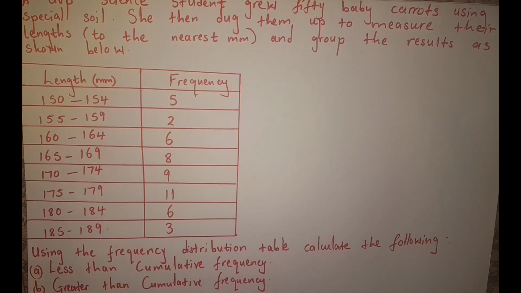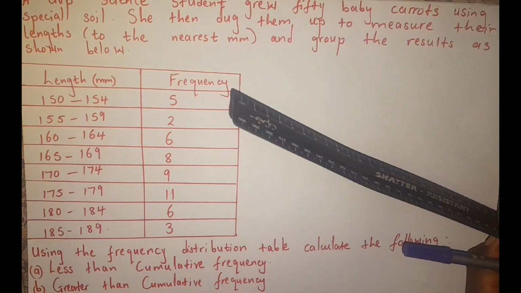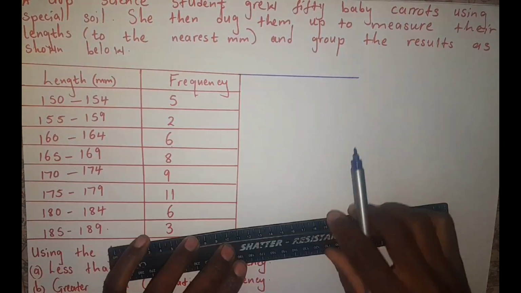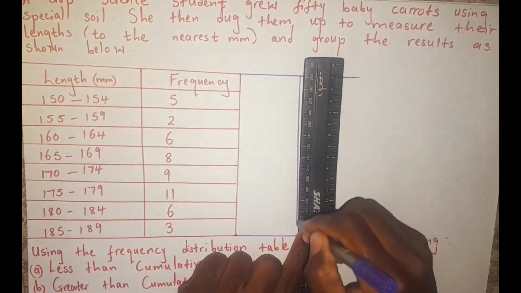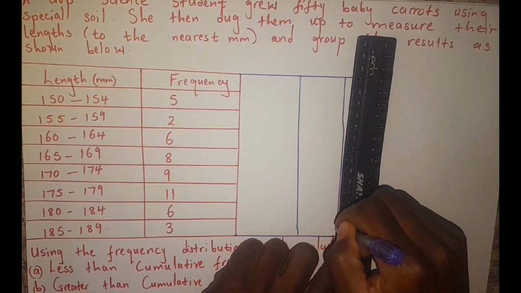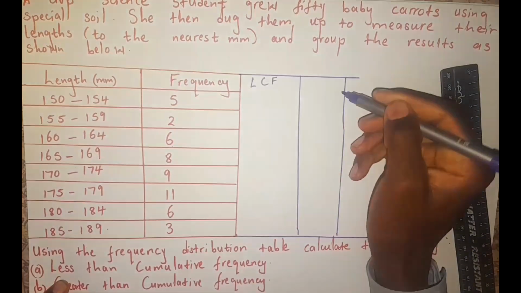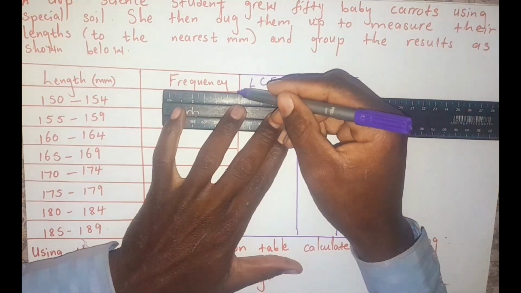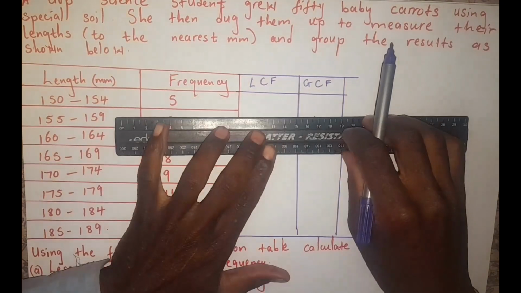So how are we going to determine this? This is very simple. What we're going to do is just add two columns here, one for the less than cumulative frequency and another for the greater than cumulative frequency. This one is going to be the column for less than cumulative frequency, and the other column is going to be for greater than cumulative frequency. Let me just complete these rows.